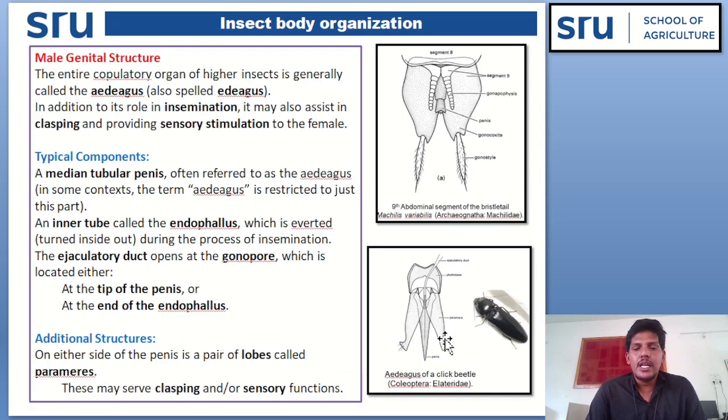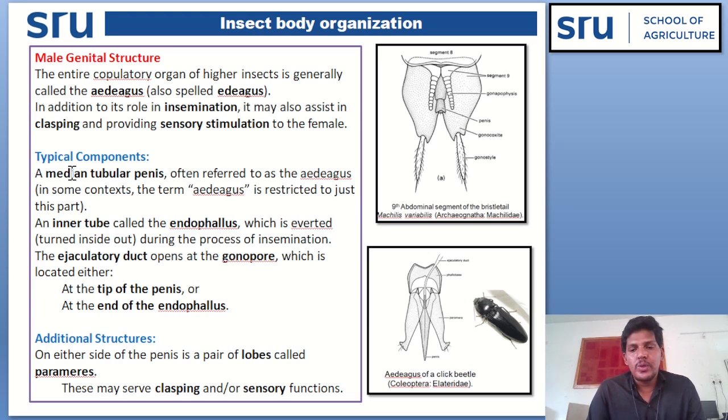Male genital structure. The entire copulatory organ of higher insects is generally called the aedeagus. In addition to its role in insemination, it may also assist in clasping, that is, catching and providing sensory stimulation to the female. Here, clasping means handling the female and providing sensory stimulation to the female.